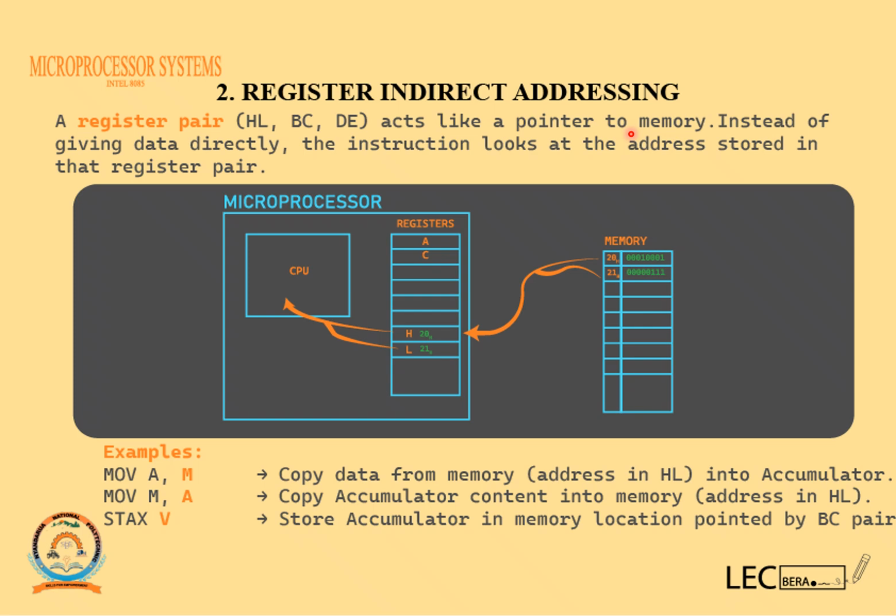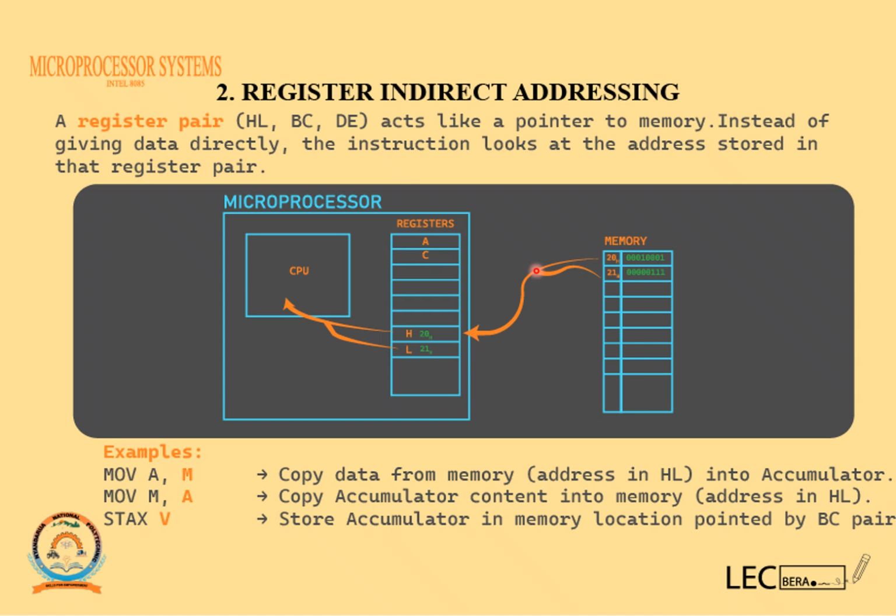Now, I have an example here. Let's say I have a memory location, and this memory location is 20H and 21H. So in 20H I have this data, and then in 21H I have this data. What I'm going to do is load the address of this memory location, that is 20H and 21H, to a register pair. Remember, this number is very big. Our register can only hold up to 8-bit data.